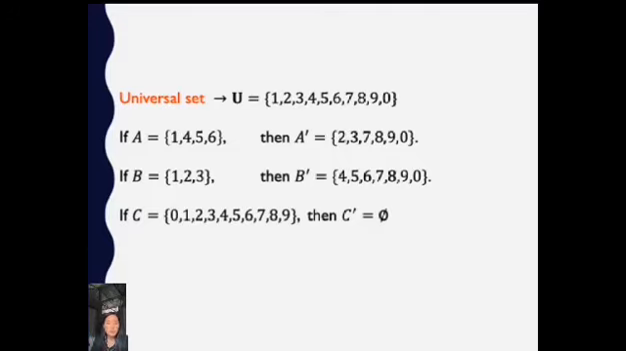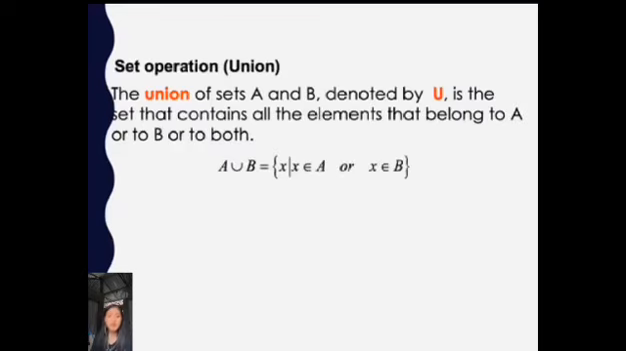If set B are the elements of set {1, 2, 3}, then the complement of B are the elements in the universal set that are not in set B. Lastly, if set C contains all the elements from the universal set, then the complement of C is a null set. Let us proceed now to set operations.